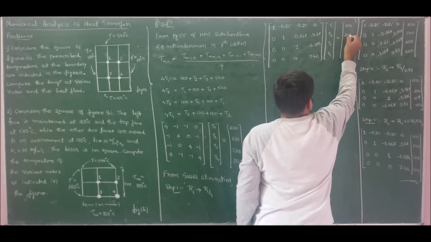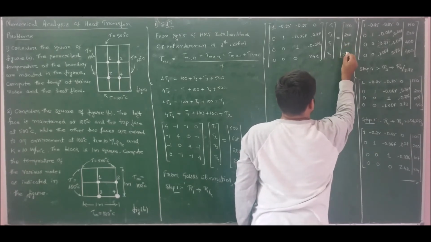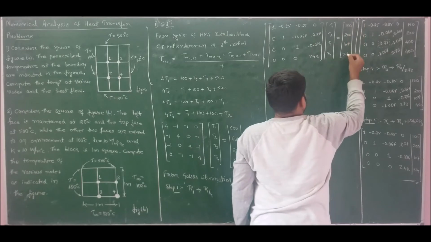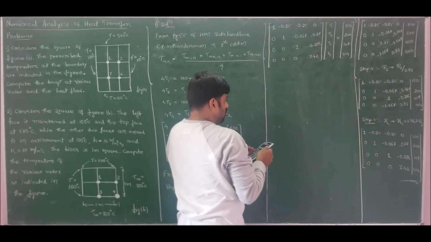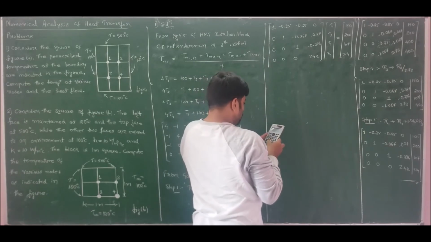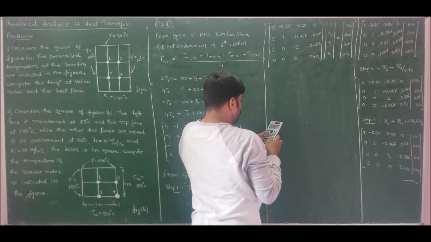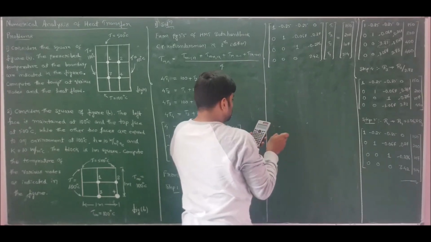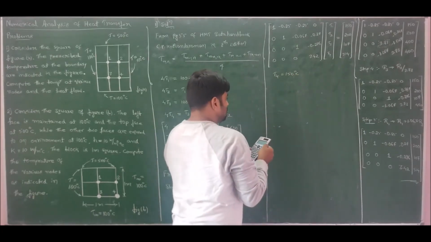150, 200, 107, 514. So now from backward substitution, from equation 4, T4 will be 514 by 3.42, which is nothing but 150. So therefore T4 is 150 degrees Celsius.